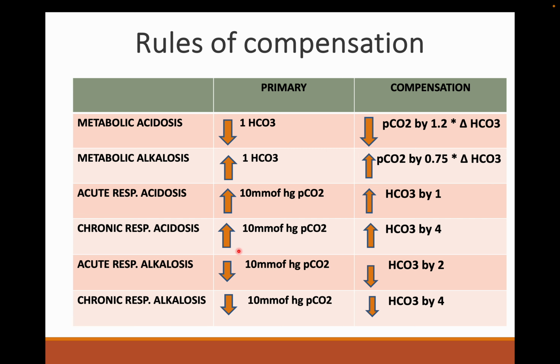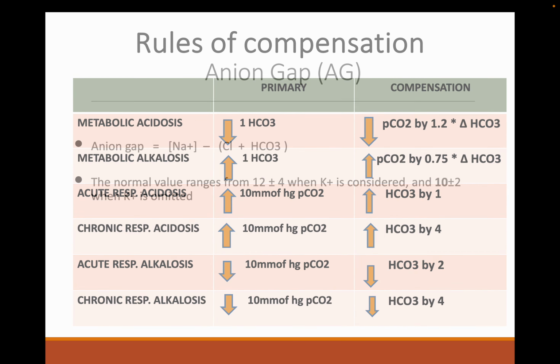In the case of a chronic respiratory alkalosis, it decreases in the same way. So that is how you look at the compensation. So if there is any normal pH, you should always look whether it is properly compensated or not also. So this is the table you should definitely remember to look for the rule of compensation.